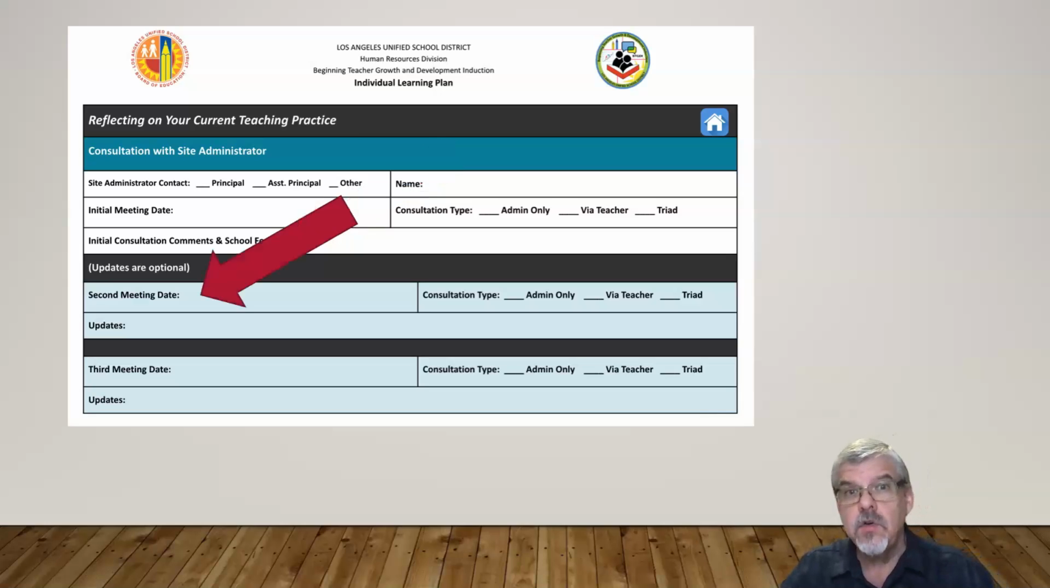And then if you need to, you can have a second meeting date. If you've met with the administrator already, you can have a second meeting in the second semester. This would really be great. However, it is optional.